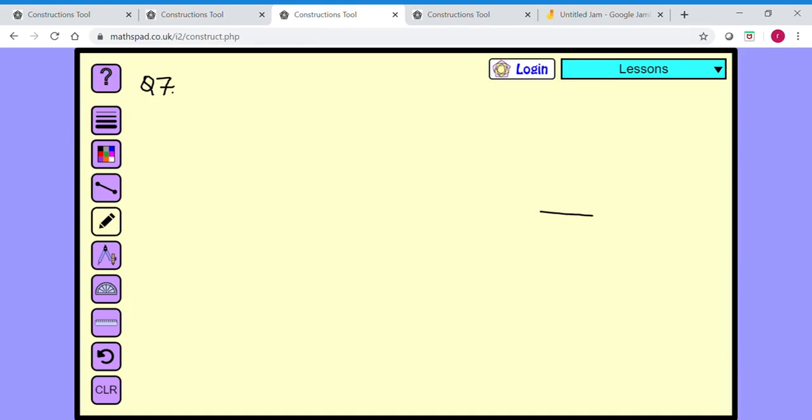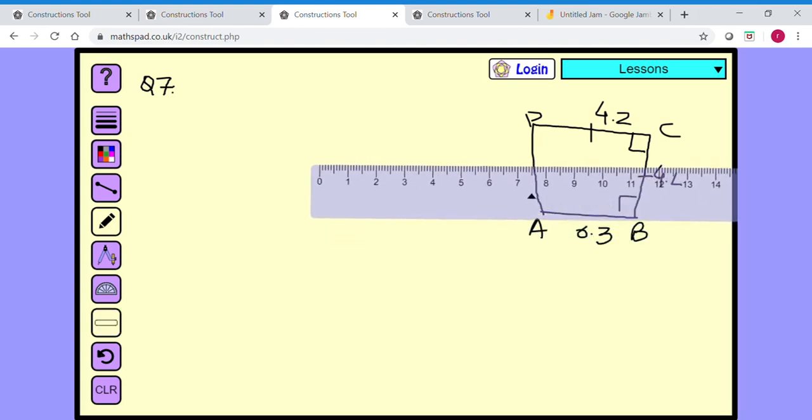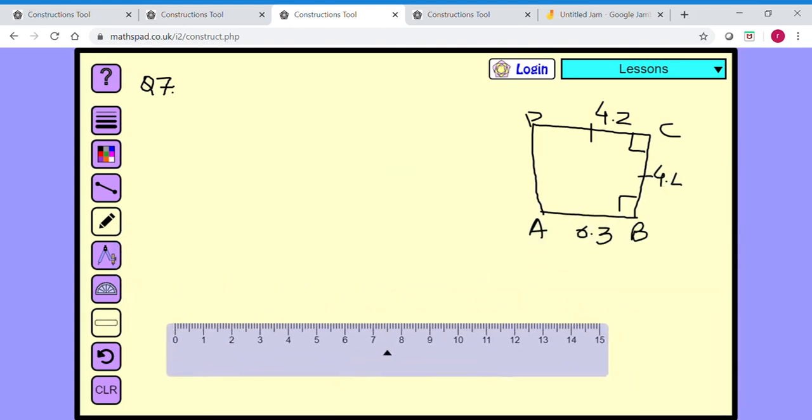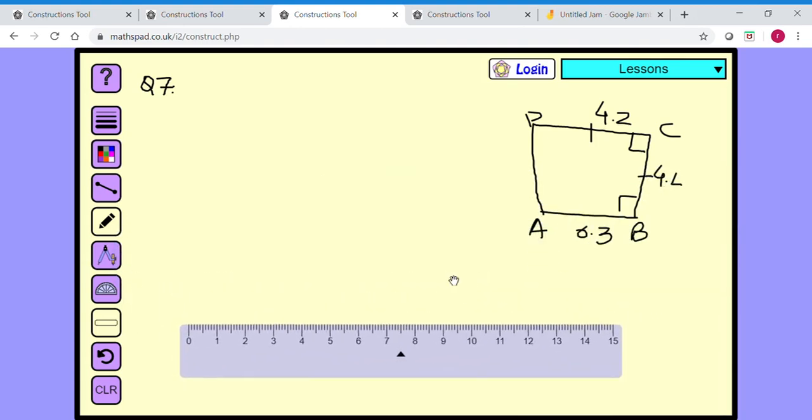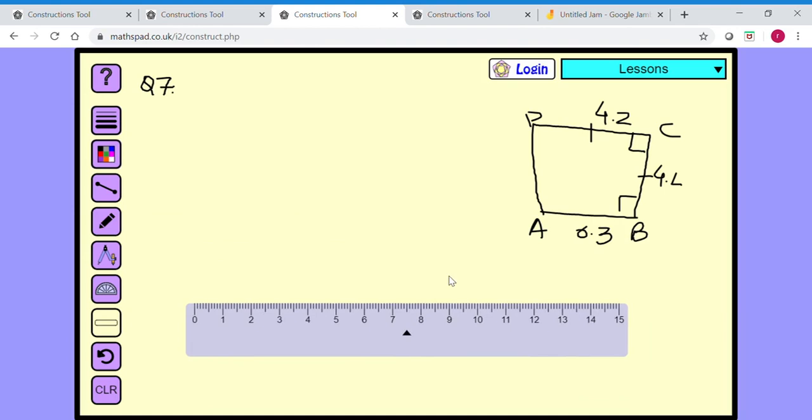Let me just redraw the rough diagram. This is 90, this is 90, these two are equal. This is 4.2, this is 4.2, and this was 6.3. How much was the length? AB was equal to 6.3. Perfect. So this is A, B, C, and D. So let's start. Let's draw AB of length 6.3.